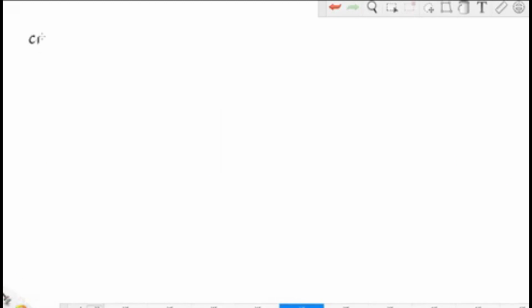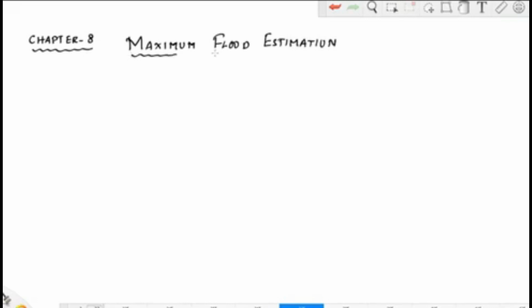Then chapter 8, maximum flood estimation. So somebody raised hand, any doubts? Okay. So maximum flood estimation, first point you have to remember rational formula.